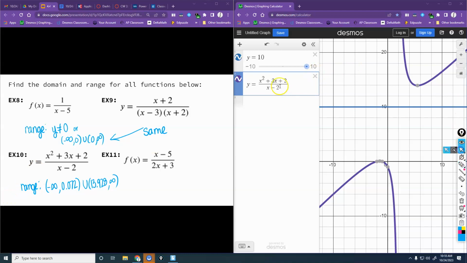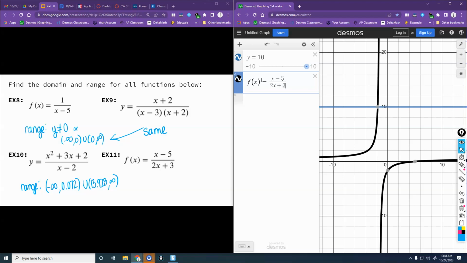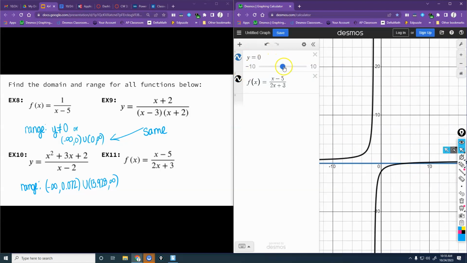All right, and then we've got one more to look at. We've got f of x equals x minus 5 over 2x plus 3. This one looks like it has a horizontal asymptote. It is not at 0 this time because that actually crosses the graph right there. If we go up, it doesn't look like it's at 1 either. That crosses. Maybe it's halfway between. And it looks like that probably works right there.